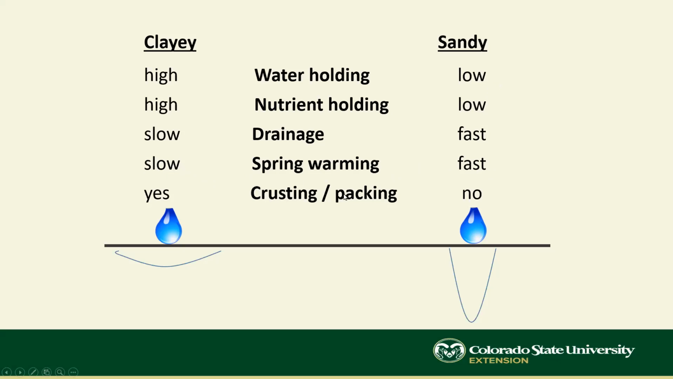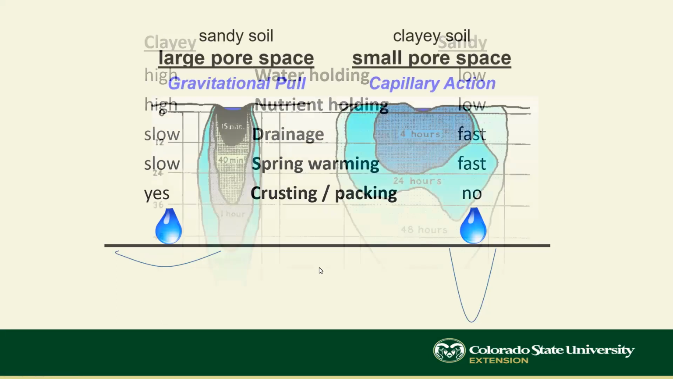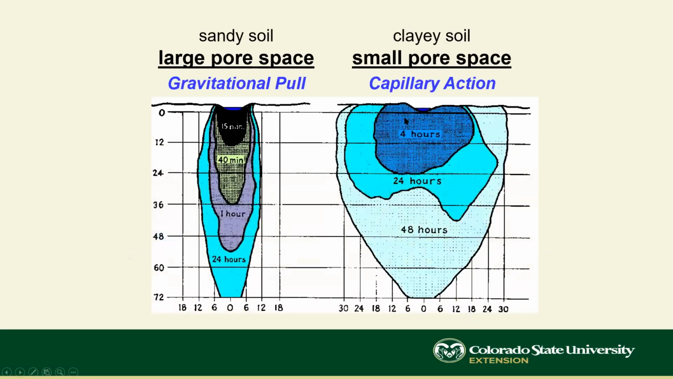Workability, this crusting and packing, obviously clay is high and sand is low. And I put these big water droplets here just to show you that the water in clay kind of spreads out and goes slow, and in sandy soil, it's fast draining and goes down pretty quickly. Here's that water going into a clay soil versus a sandy soil. This really is important when we start thinking about how we're going to water our Gunnison soils and how we're going to irrigate them.